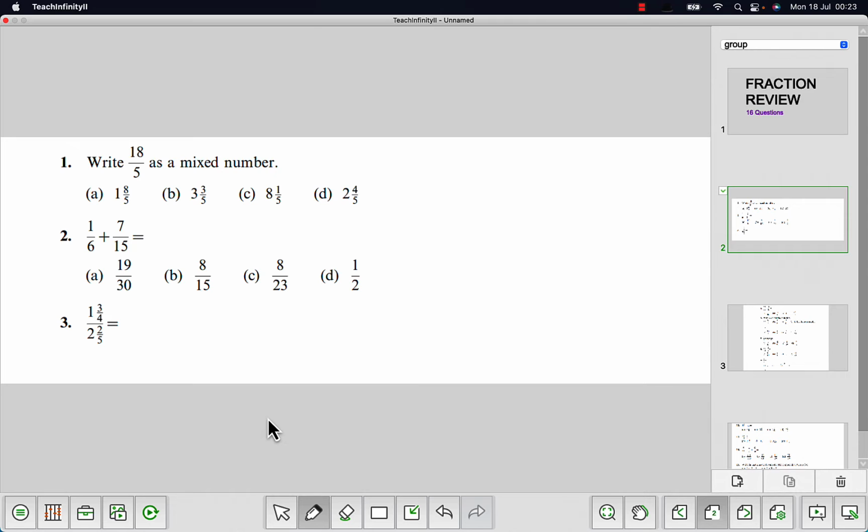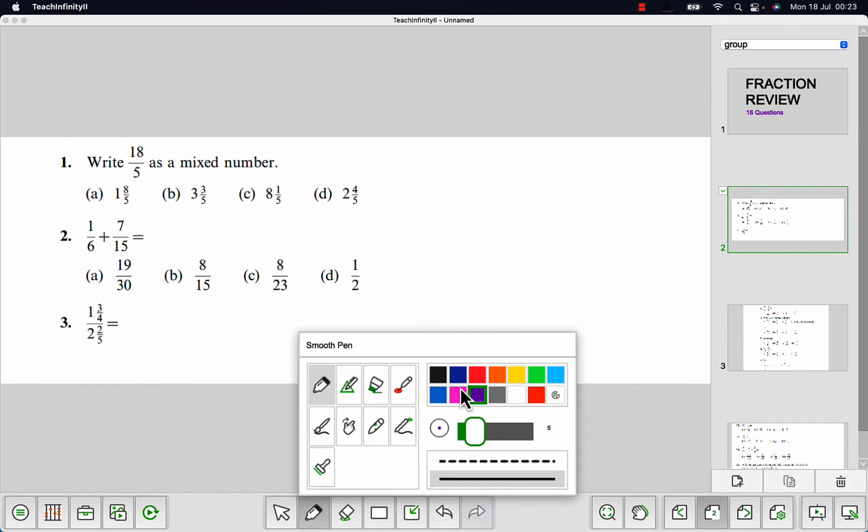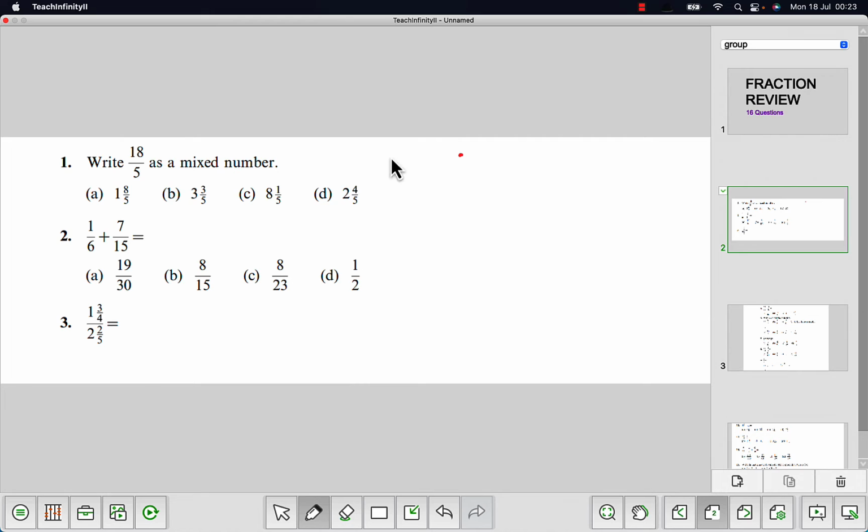It's asking us to write 18 over 5 as a mixed fraction. So you would know that 18 over 5, you have our divisor here, our dividend. 5 can go into it 3 times, 3 times 5 is 15, so remember 3, and that will be 3 whole number 3 over 5.